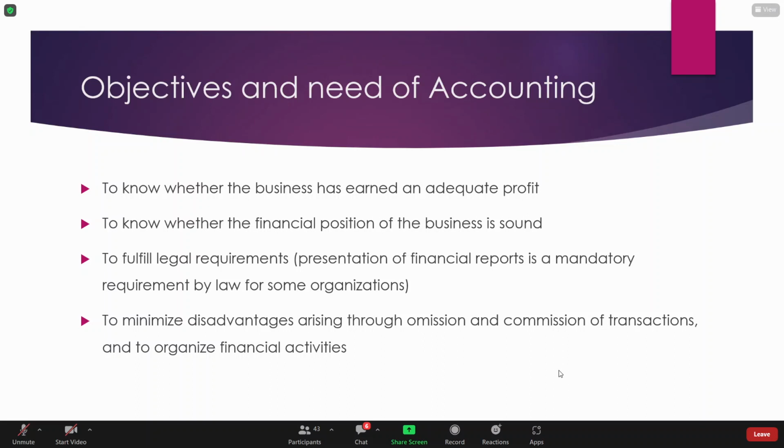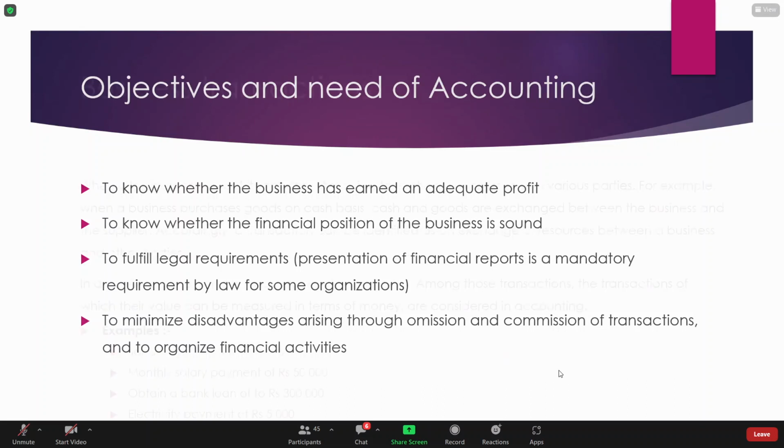And to fulfill legal requirements, yes, you need to have proper financial accounting in place in your organization, because it is legally governed to safeguard stakeholders of a business, and to minimize disadvantages that arise through omission and commission of transactions. So you have to follow the accounting principles, accounting policies, and accounting standards to ensure financial transactions are recorded properly, to achieve the business objective of knowing the financial performance and the position of the business. Those are the main objectives of financial accounting.